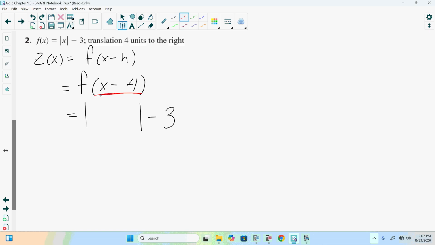Just like the last few, we've got to plug x minus 4 into f of x. We've got to replace every x with x minus 4. So we have the absolute value of x minus 4 minus 3. Question? Yeah. I was just wondering where the absolute value came from. From f of x. So yeah, they gave it to us in the function.